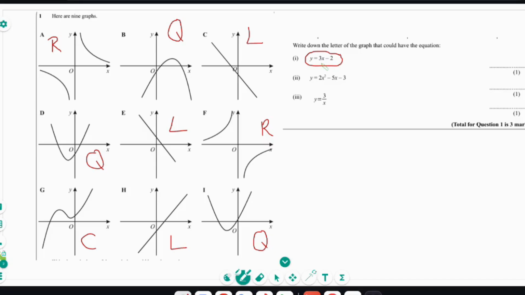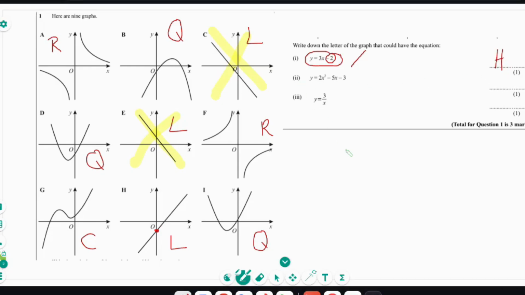Positive gradient, so it's going to go uphill from left to right. Now my y-intercept here is -2. So let's look at our linear graphs. This has got a negative gradient here, so it's definitely not that one. This has got a negative gradient here, but it's also not that one. H has a positive gradient, and it's feasible that that intercept could be -2, so this one is H.